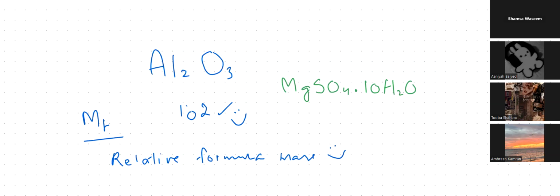In the next class, we're going to start the mole concept, okay? It is interesting, and it is easy if you understand. So magnesium is 24, sulfur is 32, and oxygen is 16. Hydrogen is 1. Okay, take your time. So, $300.